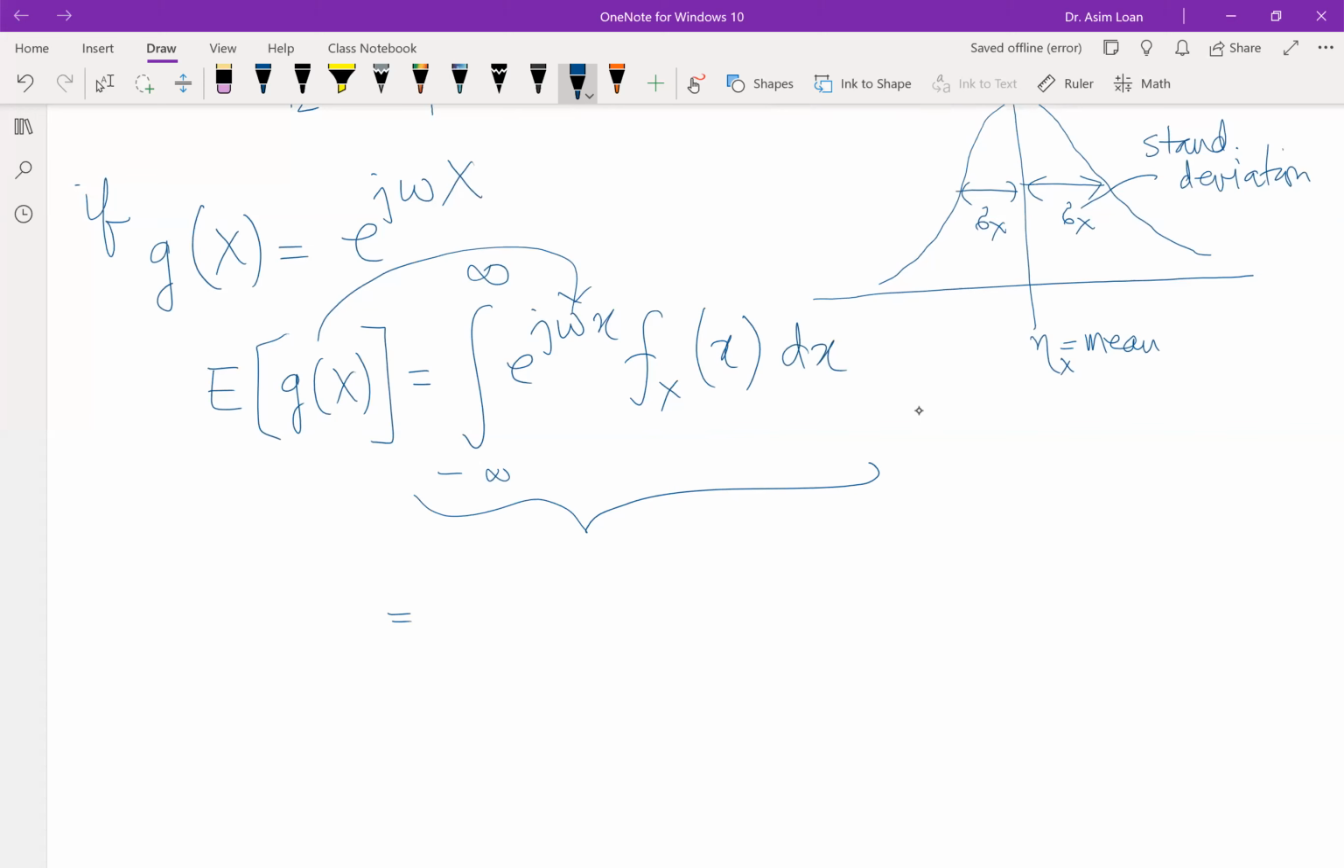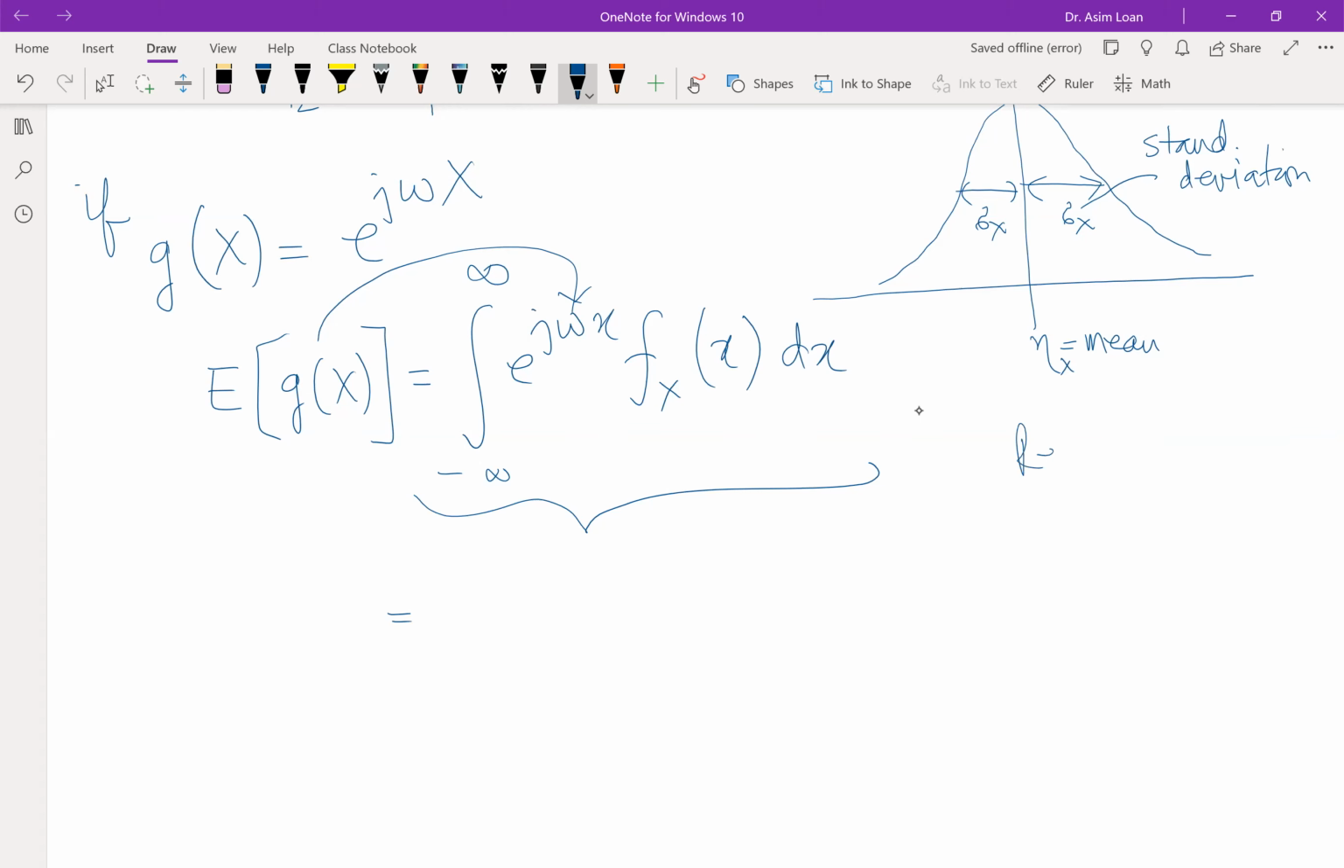So don't get confused that there is no minus here, or no plus here. So that's up to us. How do we define this one? If you recall this one, this is simply the Fourier transform. This is the Fourier transform, or this is the Fourier transform of which you recall?